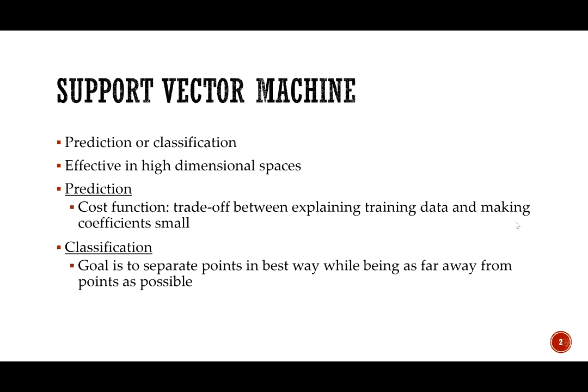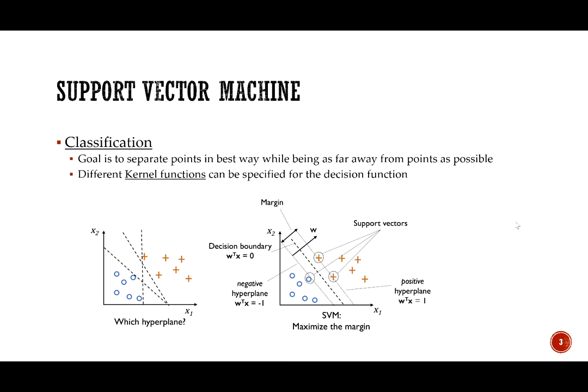When we use it for classification purposes, the goal is to separate points in the best way while being as far away from points as possible. In this lecture, we focus on classification. As you can see in this slide on the left-hand side figure, we have two data sets and we want to separate them. So one question is, how can we choose hyperplanes? In this figure, you see three possible ways to separate these two data sets.